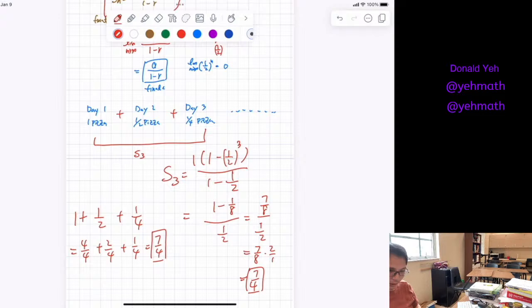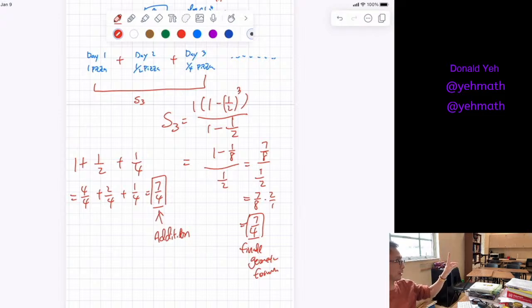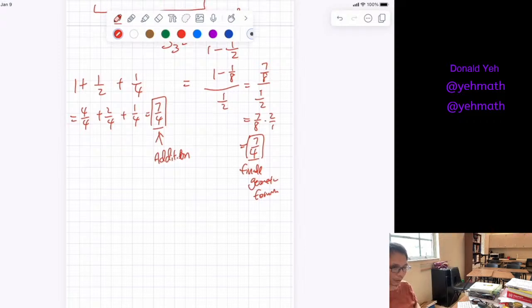See, this is using the finite geometric formula, and this is using regular addition, right? The formula works. We know it's 2 pizzas if I go to infinite, right? Let's try if it works as well. So we know the infinite geometric formula is this. So it'd be 1 over 1 minus 1/2. 1 over 1/2. 1 times 2 over 1. 2. 2 pizzas. Boom.